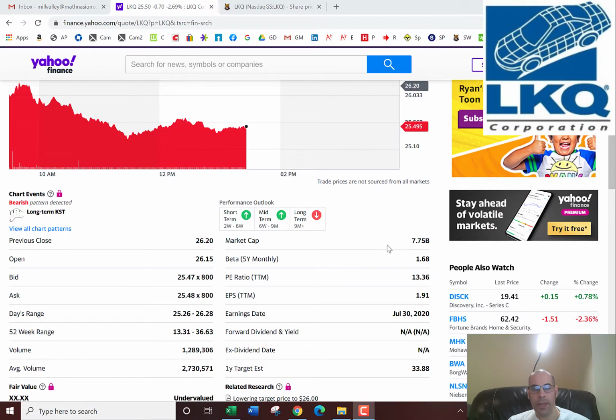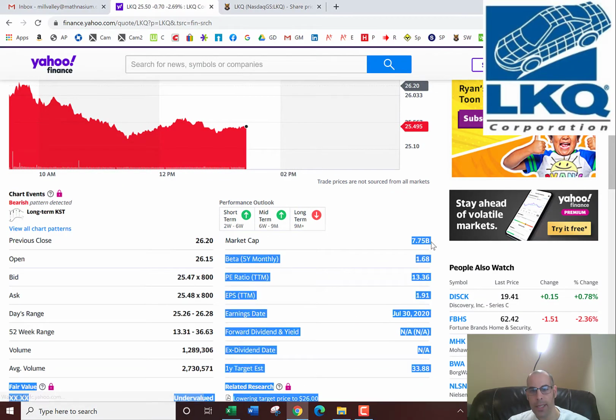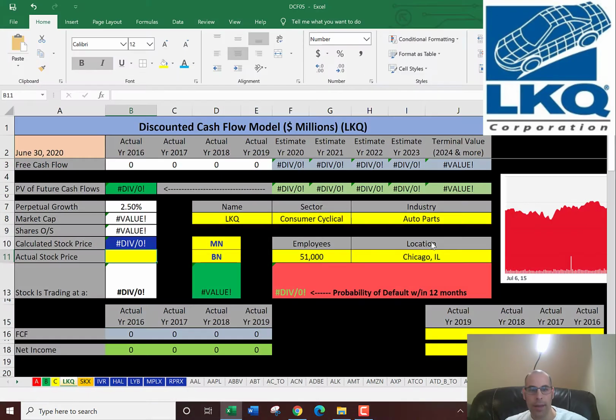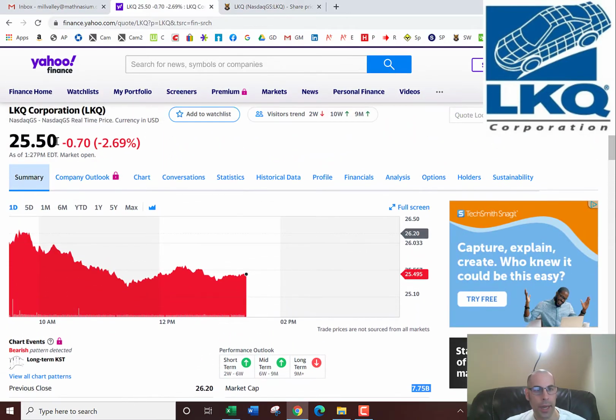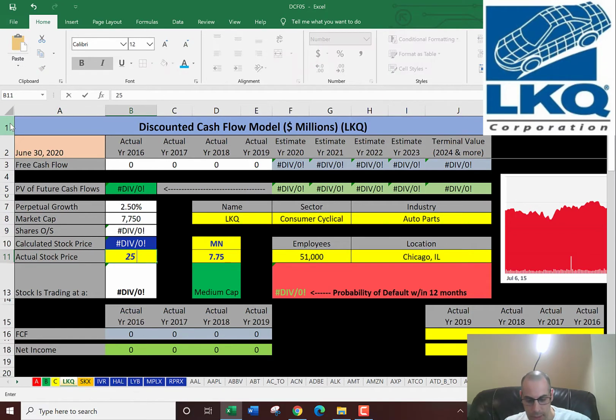The first thing we need is the market cap. That's $7.75 billion, and that's the value of the company according to the stock market. And then we need the stock price, which is what they're trading at, which is $25.50. And I'll put that into the model.